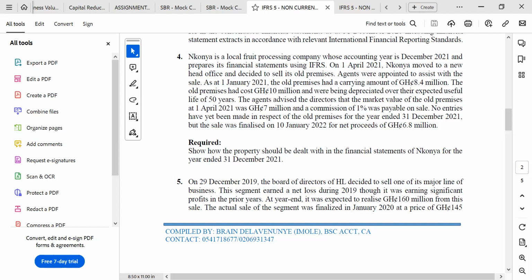Nkonya is a local food processing company whose accounting year is December 2021. Okay. And prepares its financial statements using IFRS. On 1st April 2021, Nkonya moved to a new head office and decided to sell its old premises. Agents were appointed to assist with the sale. As at 1st January 2021, the old premises had a carrying amount of 8.4 million Ghana cedis. The old premises had cost 10 million Ghana cedis and were being depreciated over their expected useful life of 50 years. The agents advised the directors that the market value of the old premises at 1st April 2021 was 7 million Ghana cedis.